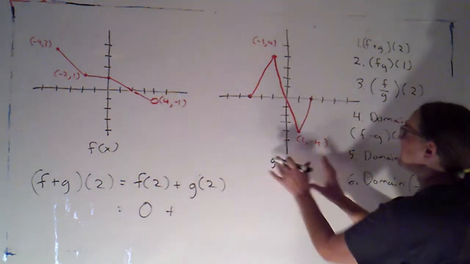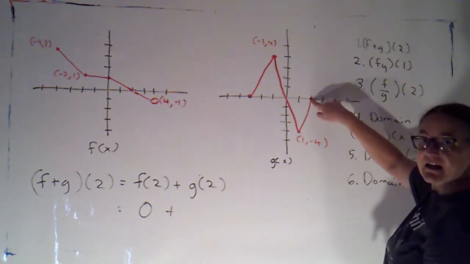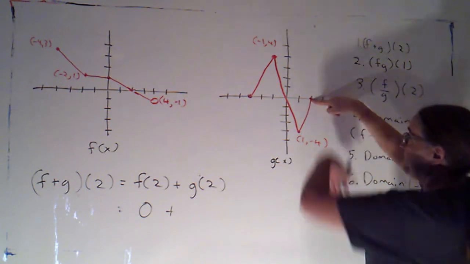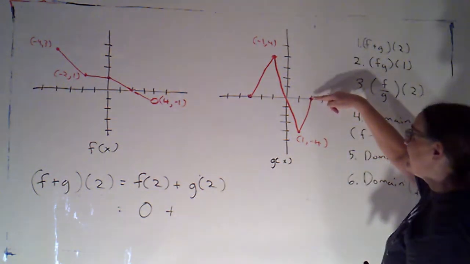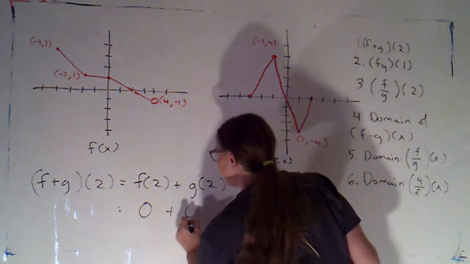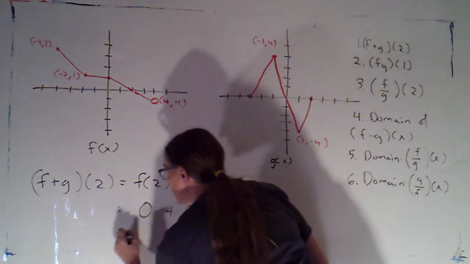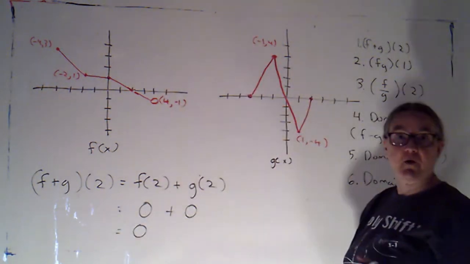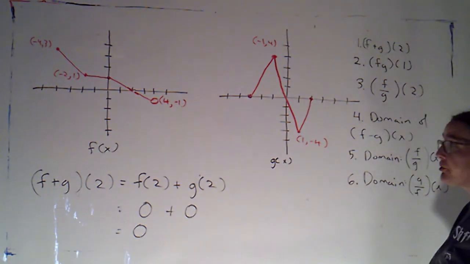And now I'm going to do the same thing on g. I'm going to come over here to where my x value is 2. Ordinarily, I'd look for a point above or below that, but in this case, once again, the value is on the x-axis, so the y value is 0. So I'm just getting 0 plus 0, which of course will be 0. Okay. So I'll leave you to try problems 2 and 3.